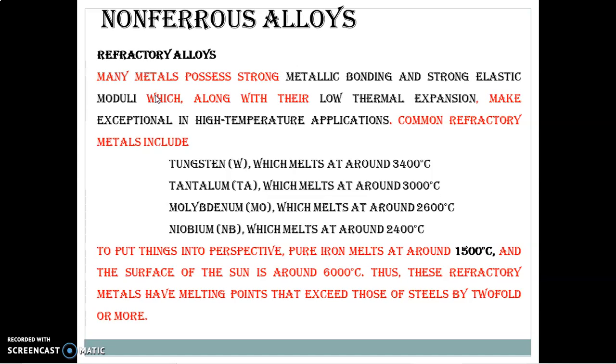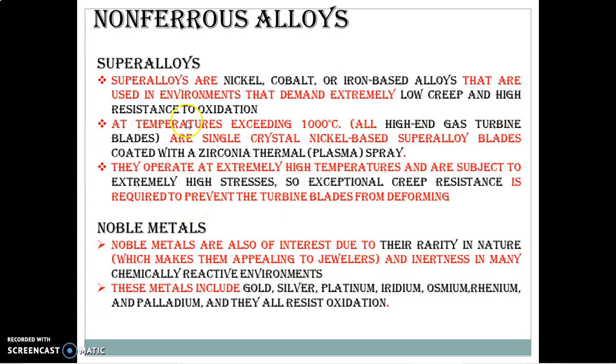As we already know, ferrous metal alloys melt near about 1500 degrees centigrade, but these refractory alloys have a very high melting point, and that's why they are used in high temperature applications. So refractory metals have a melting point that exceeds that of steel by near about 2 times or more also. Okay, so this is about non-ferrous alloys.